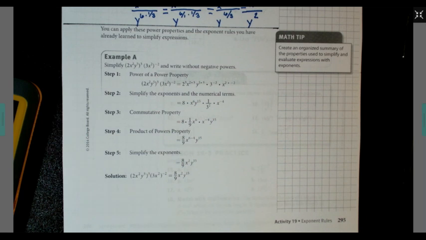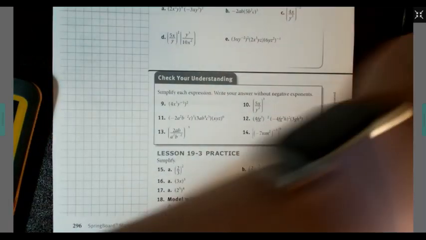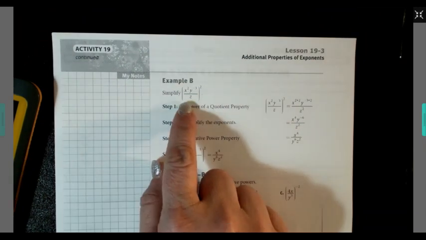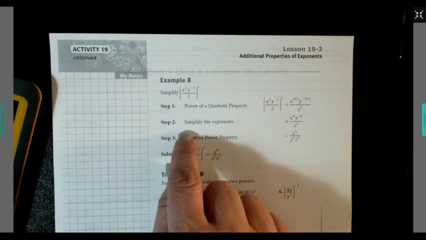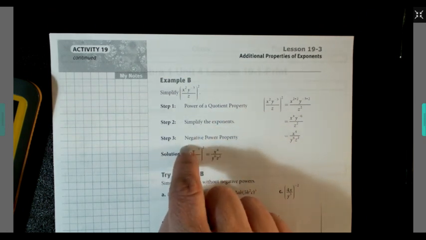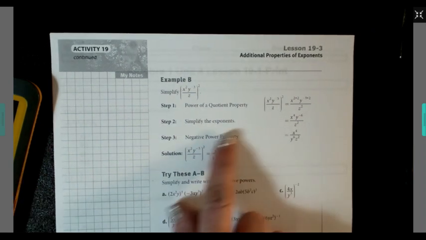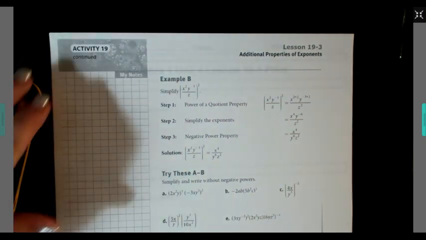Okay, so we're going to take a look at B. In B, they did a quotient here. They did a division, so they used the power of the quotient property. Then they simplified their exponents, did the negative power because we don't like negatives in our answer, and then they simplified it the best way they could. We're going to take a look at the couple examples that are given to us here.